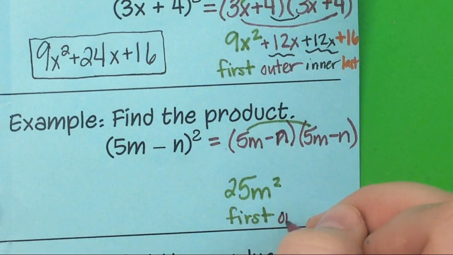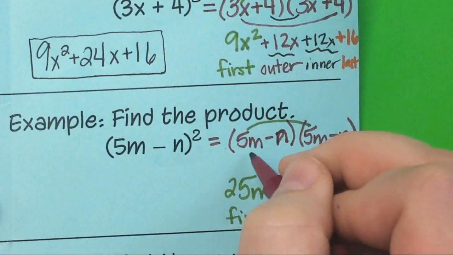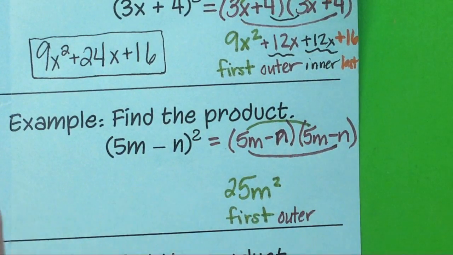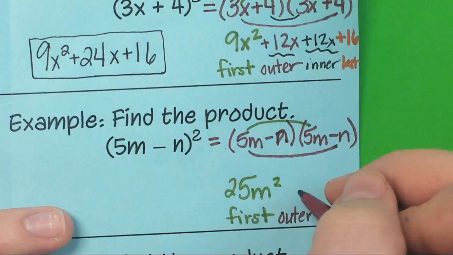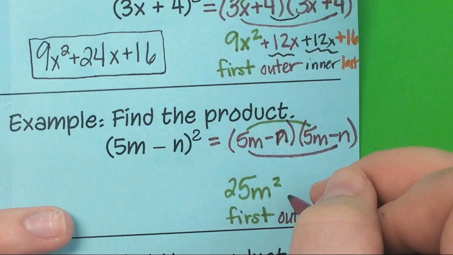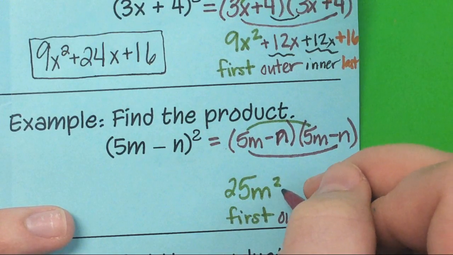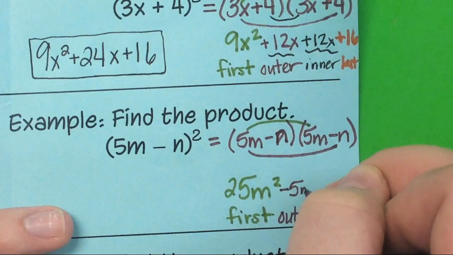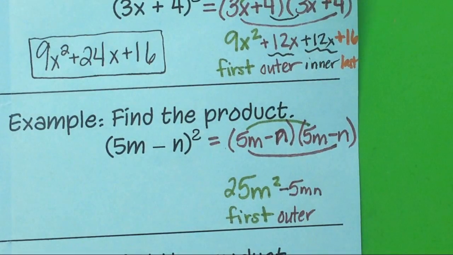What am I going to multiply? Positive and... what do you end up getting? 10m, negative 10. Wait, you said 5 times. Positive or negative? Negative. It is negative 5mn. So that's my outer.